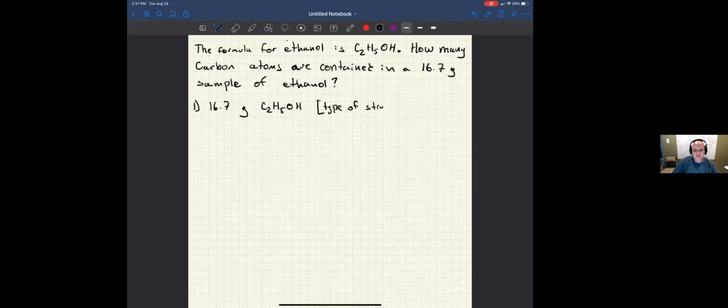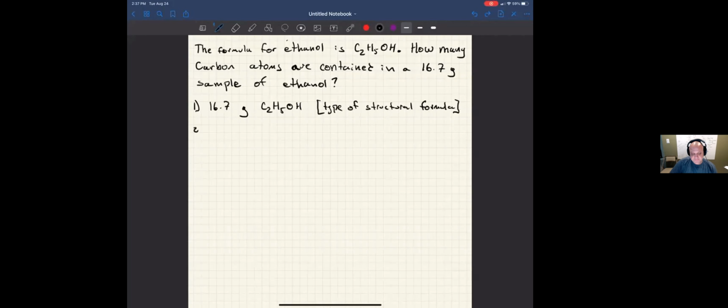It's presented a little bit differently. This is a type of structural formula. What it's doing is it's telling the reader that there is an OH group in the molecule, and that's what alcohols are. Alcohols have OH groups in them, and so this is ethanol. Okay, so with that aside, 16.7 grams of ethanol is what I'm given.